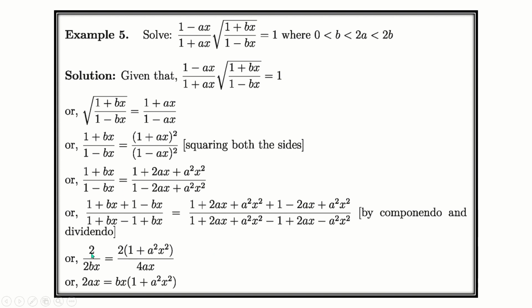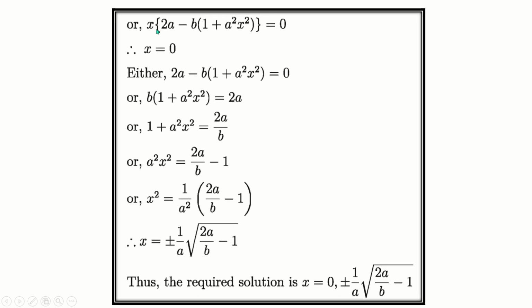Now calculate, we will get 2 divided by 2bx, and the right side will be, after this and this cut, we can take common 2. As a result here will be this, and denominator will be 4ax. 2 cut, here 2 and 4 cut, we will get only 2 here. So 2ax equals bx into (1 plus a square x square), or x is common. After taking all into left side we will get this. Therefore x is equal to 0 or this equal to 0.